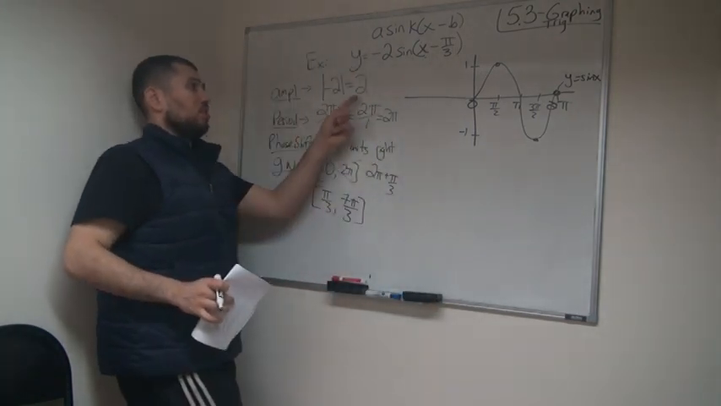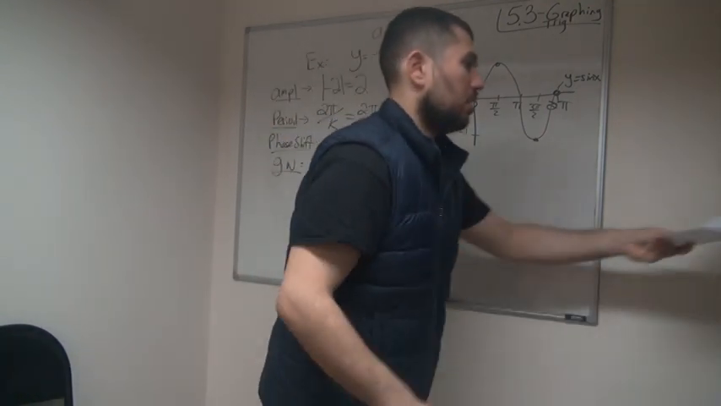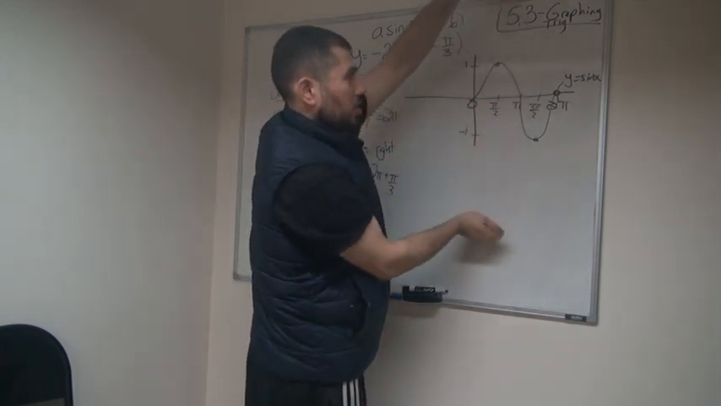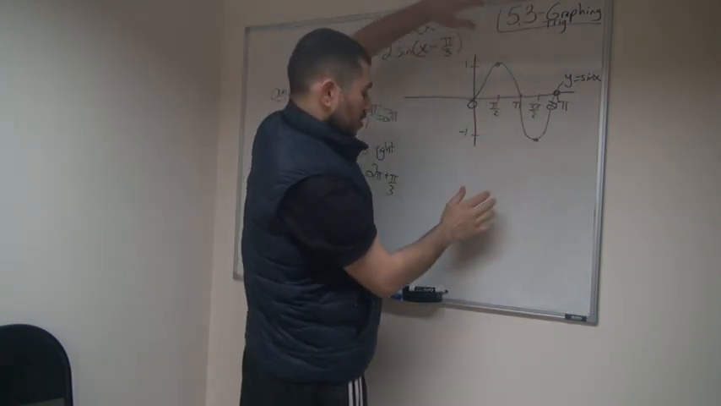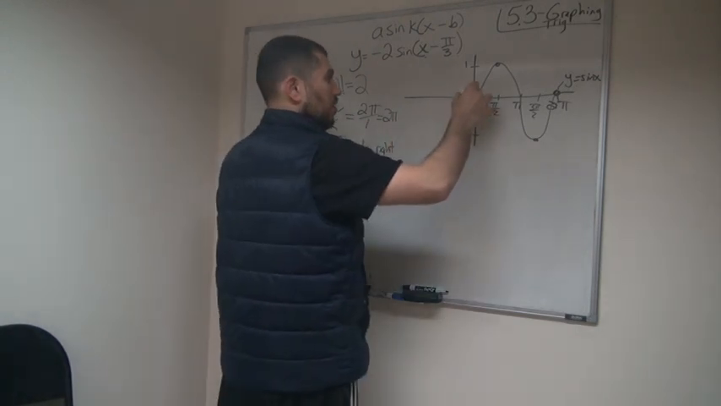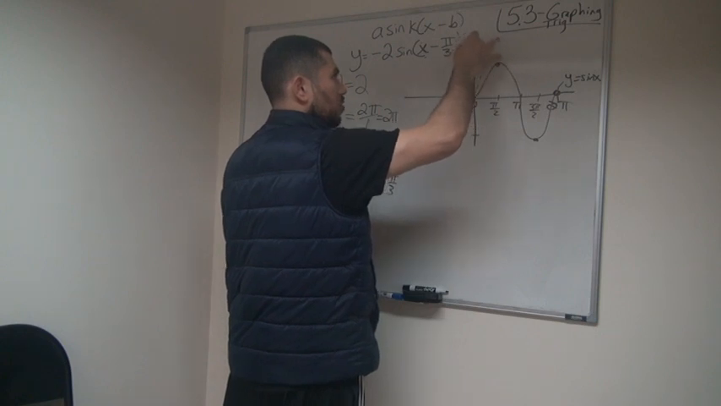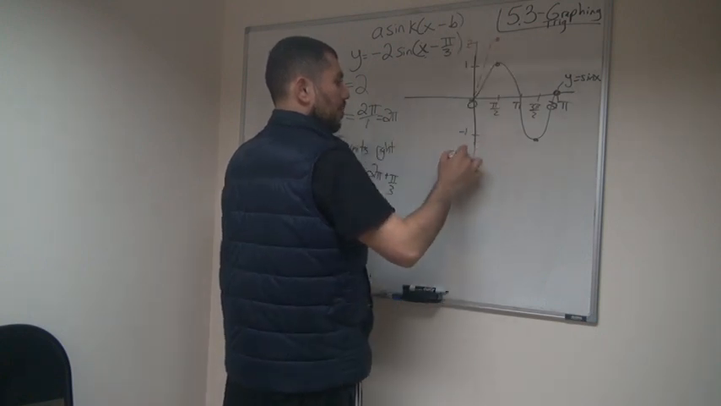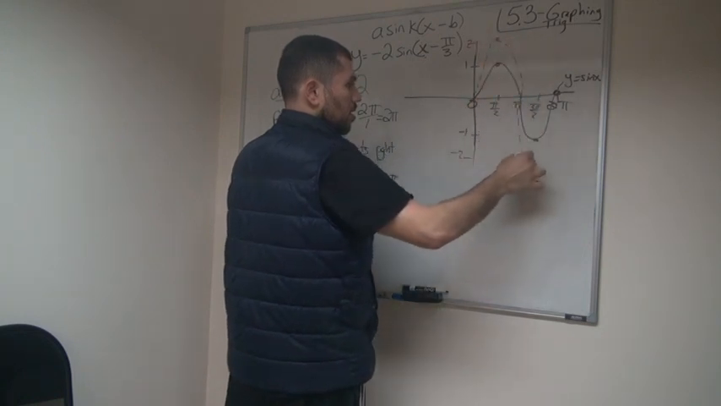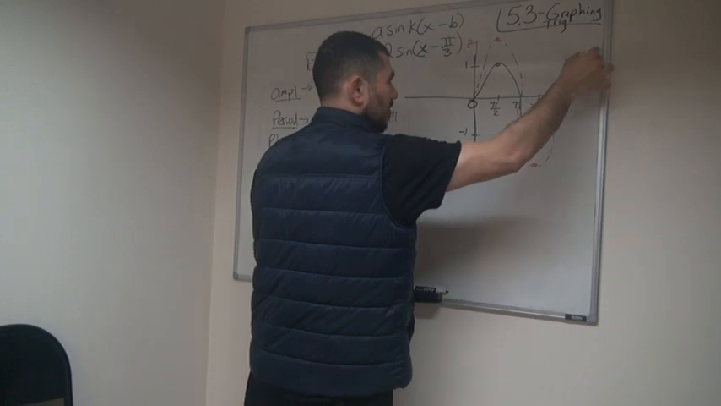Now, the amplitude is going to be a 2. How does that change my picture? That means I'm going to vertically stretch this graph out to the red graph, to hit a max at 2 and a min at -2. So y equals 2 sine of x.